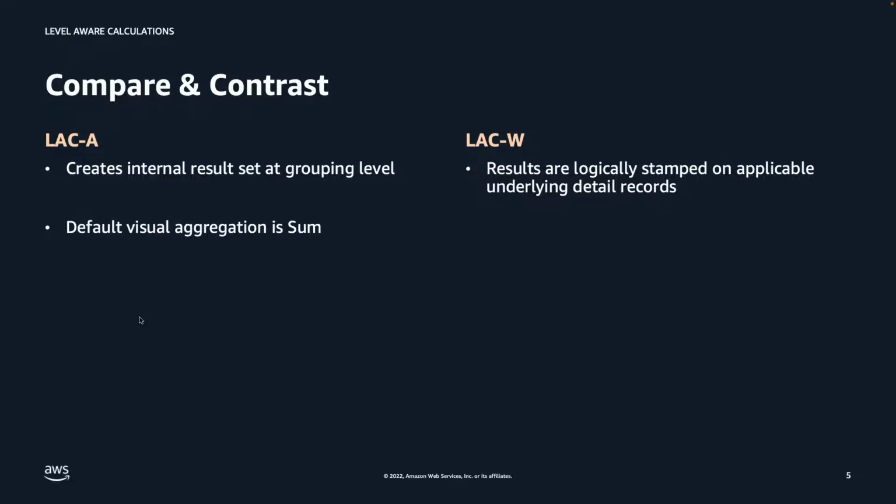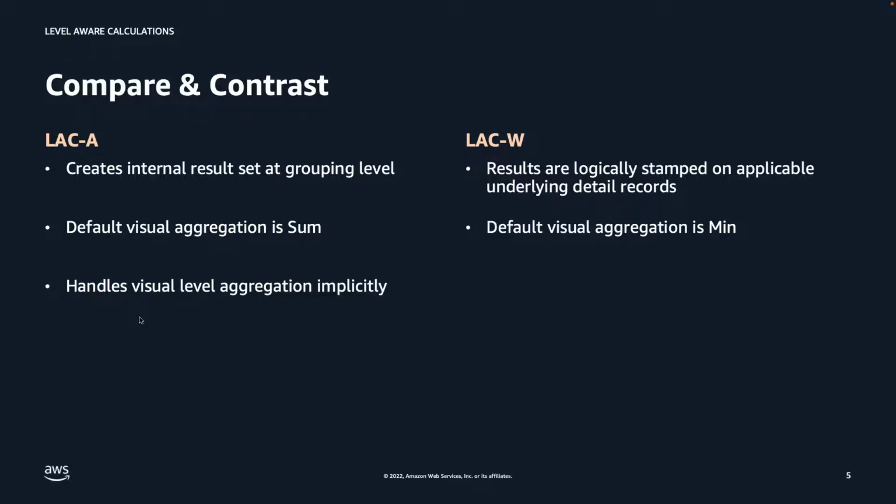The default visual aggregation for a LAC-A function is sum. So if you create a LAC-A function and you drag and drop that into a visual field well, the aggregate that shows up there by default would be sum. For a LAC-W function, that default visual aggregation is min. You can always change both of these. You can change that sum for a LAC-A function to whatever you want. Likewise, you can change that default min for a LAC-W to whatever you want. But these are the defaults.